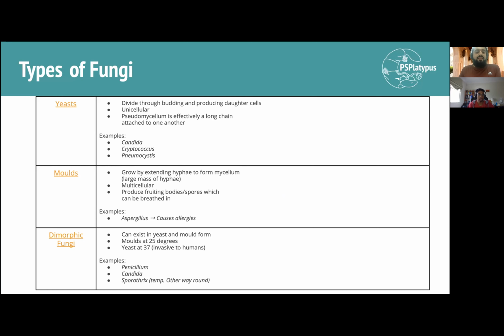We also have molds, another type of fungi. They grow by extending hyphae to form mycelium. They are multicellular and they produce fruiting bodies or spores, which can be breathed in. So molds usually cause allergies. And then we have dimorphic fungi, which exist in yeast and mold form: molds at 25 degrees and yeast at 37 degrees. We have Penicillium, Candida, and Sporothrix.